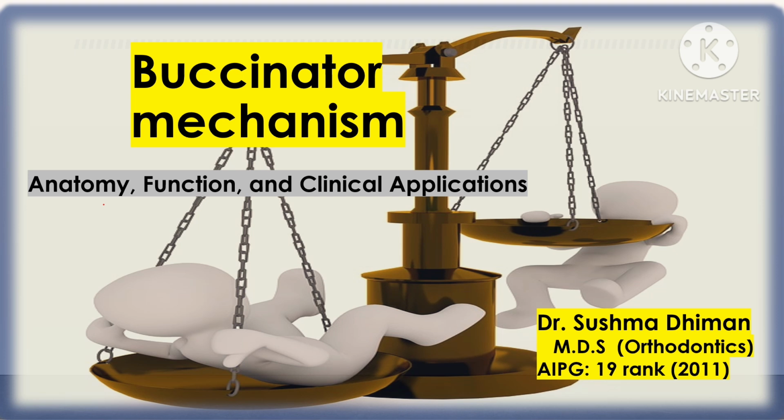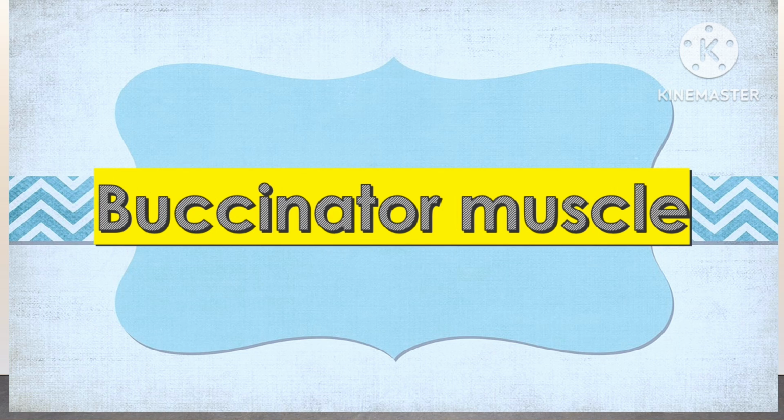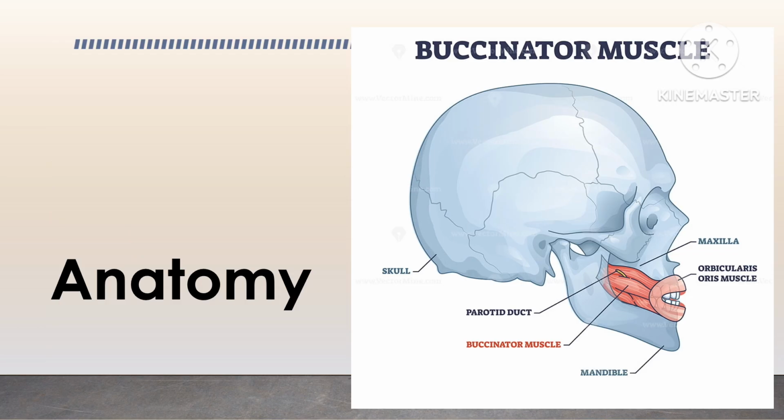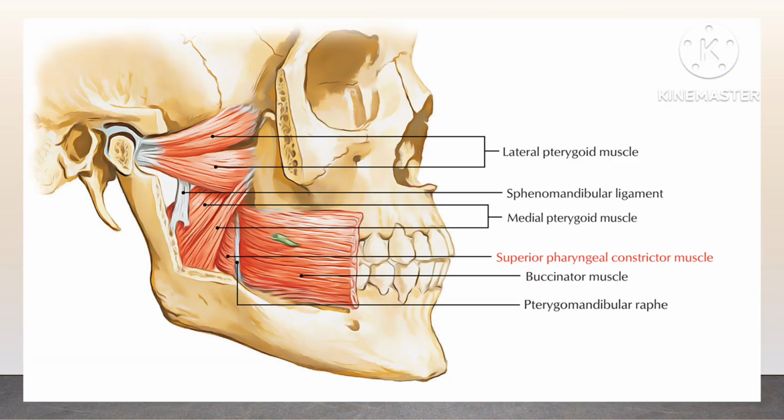First of all, before diving deep into the Buccinator mechanism, we should have a general idea about the Buccinator muscle. Buccinator muscle is a quadrilateral muscle. It develops from the second pharyngeal arch during the embryonic growth around 5th to 6th week of gestation. Buccinator muscle is supplied by the facial nerve, which is also derived from the second pharyngeal arch. Regarding the location of buccinator, it is present deep inside the cheek.